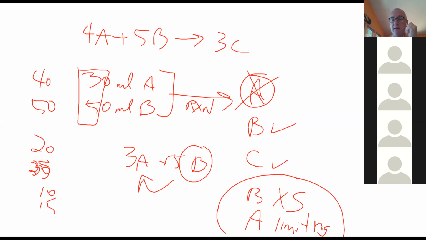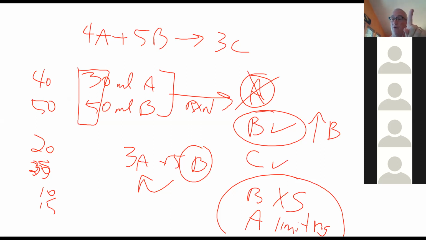Well, if you increase B, that means you're going to have even more B left over, because right now we have B left over and all the A is gone. So if we add even more B, that means our amount of B is going to be even greater and the amount of A will still be gone.